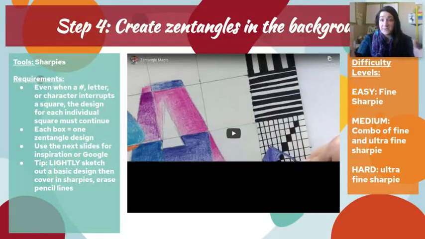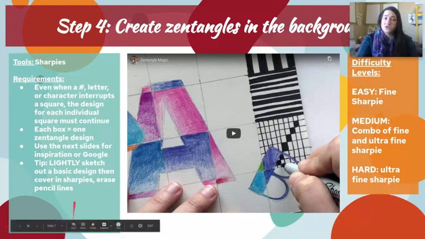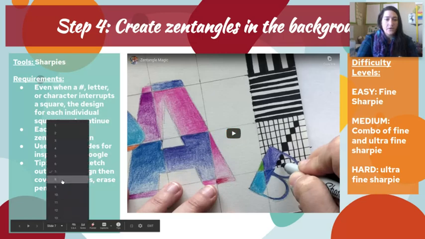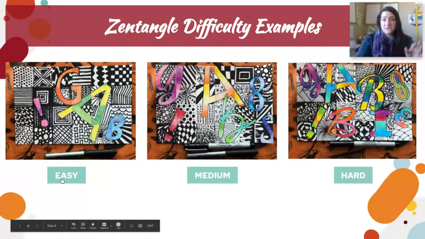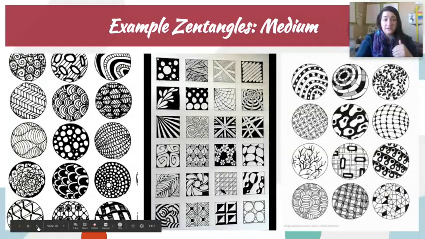The last step of the project is to create a Zentangle background with the 24 squares that you have here. So you're definitely going to need your Sharpies for that. You have quite a few requirements. And again, you have the difficulty levels. Like always, I've included my examples of what easy, medium, and hard looks like. I've also included some examples of Zentangles broken down by the different levels of difficulty.